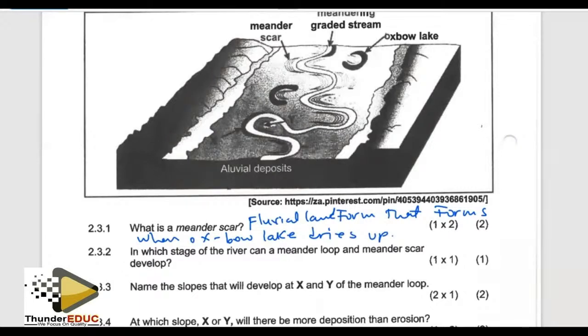2.3.2, in which stage of the river can a meander loop and a meander scar develop? I think they are more developed in the lower course. But as well, they could also be found in the middle course.